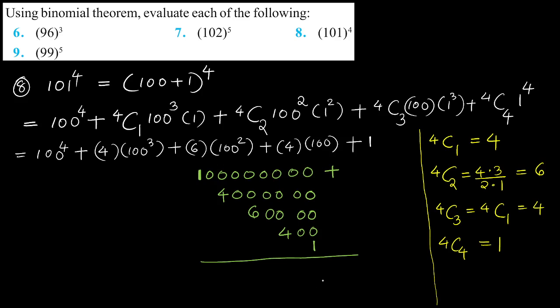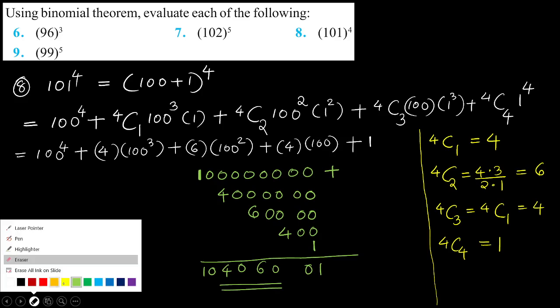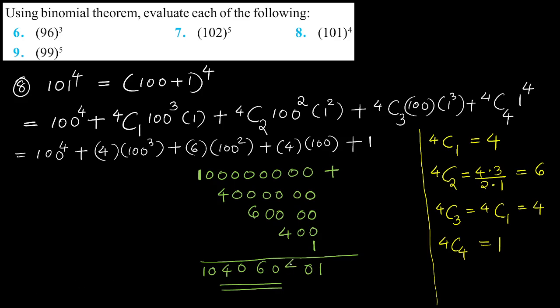You have to add in this way, otherwise you will make mistakes. Adding vertically: 1 0 4 0 6 0 4 0 1. This is the answer. So the value of 101 raised to 4 will be this number. Understood? Sorry. All of you please write down. If you are okay, raise your hand.